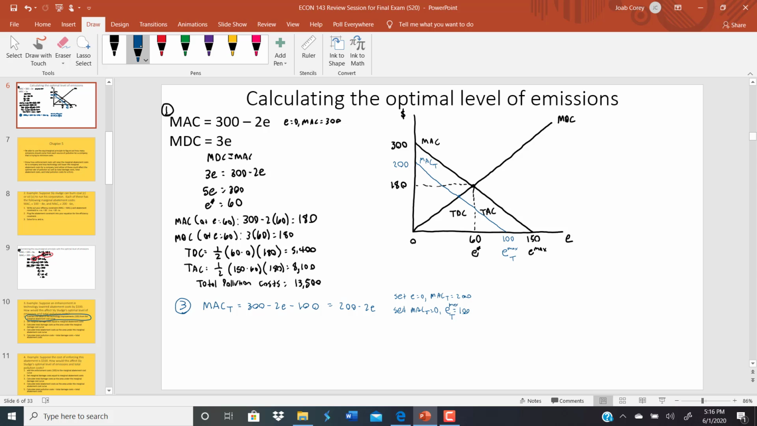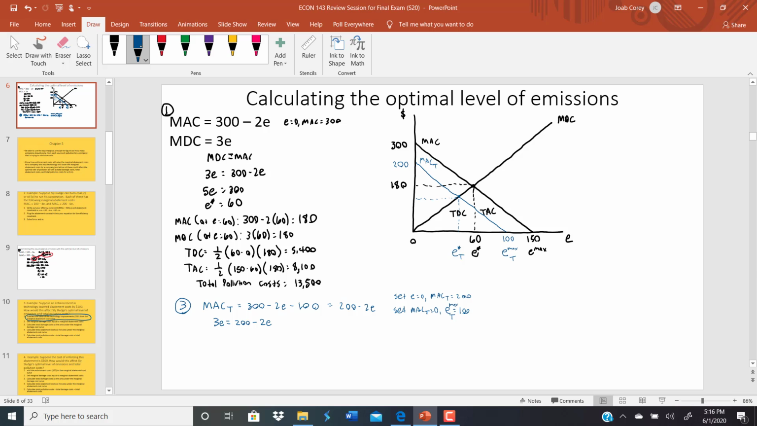All right, so with that in mind, let's go ahead and solve for this new equilibrium. We're going to have a new equilibrium number of emissions, which will be E star sub t, and a new cost associated with that. We can calculate this out by just setting those two equations equal to one another once again. So we got 3e equal to 200 minus 2e, as we set that MDC equal to our MAC sub t curve.